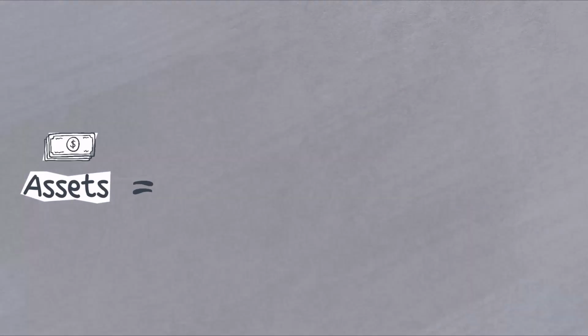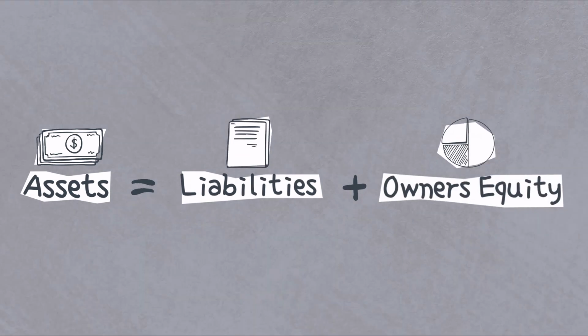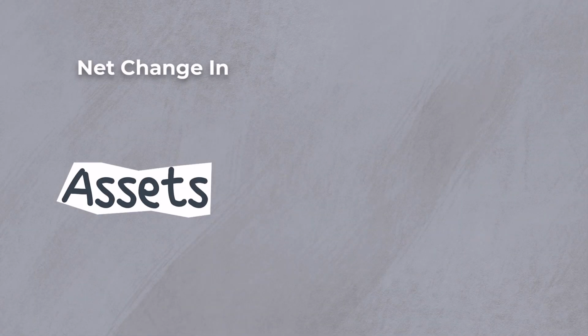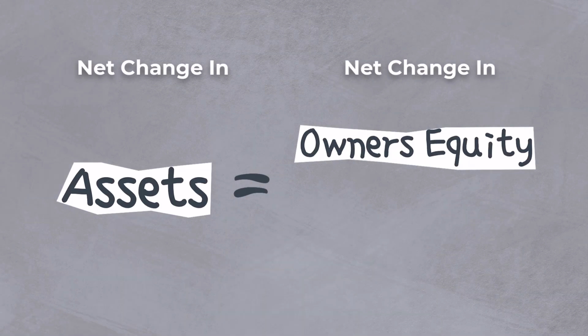Since assets equals liabilities plus owner's equity, the net change in assets also equals the net change in liabilities and owner's equity. I'll link to a full video on this. But first, let's move on to question 2.